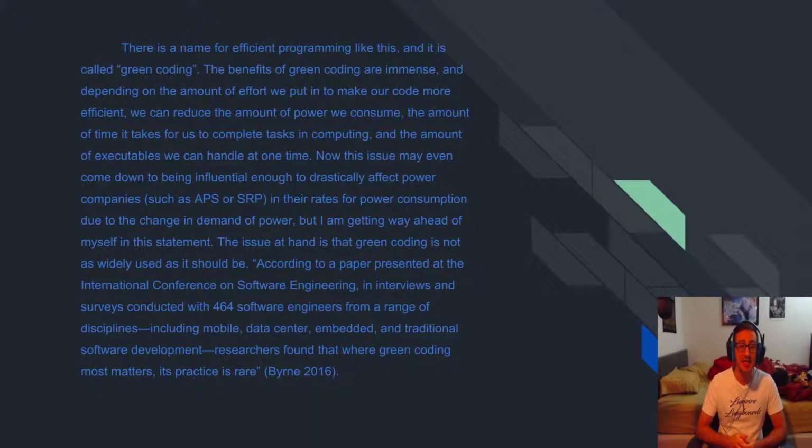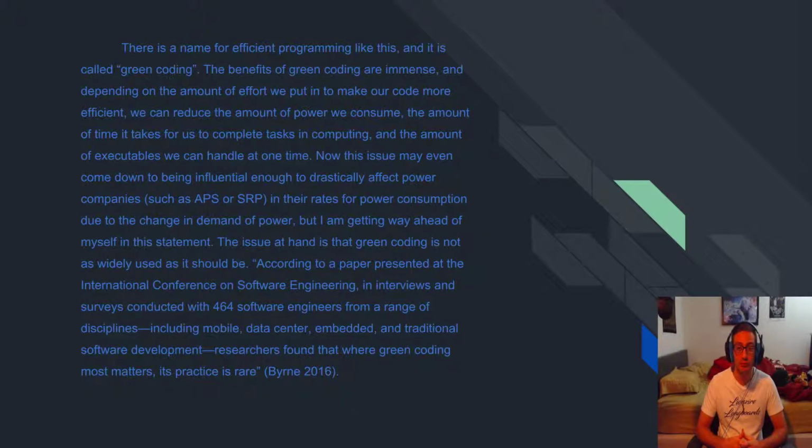This issue may even come down to being influential enough to drastically affect power companies, such as APS or SRP, in their rates for power consumption, but I'm getting ahead of myself here, and this is if green coding is used widely, as it can change the demand and consumption of power. But the issue at hand is that green coding is not as widely used as it should be.